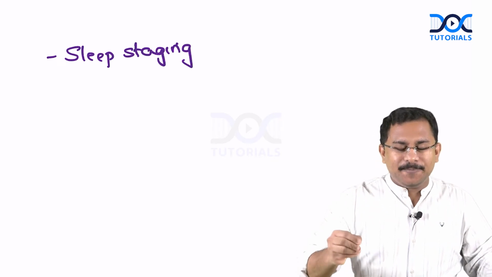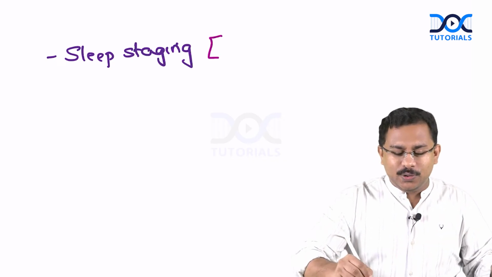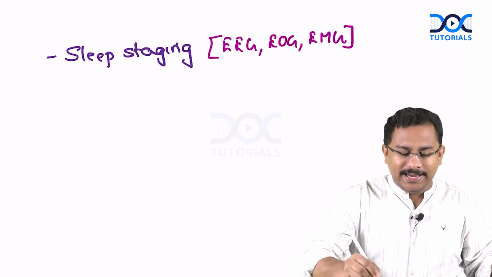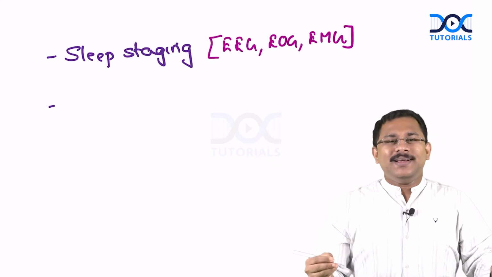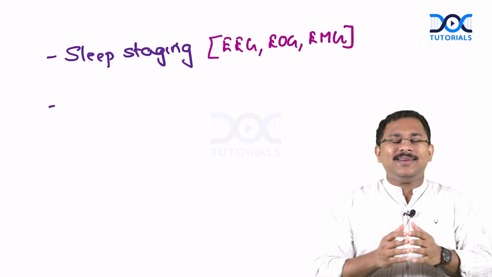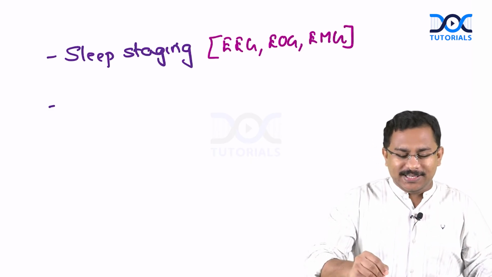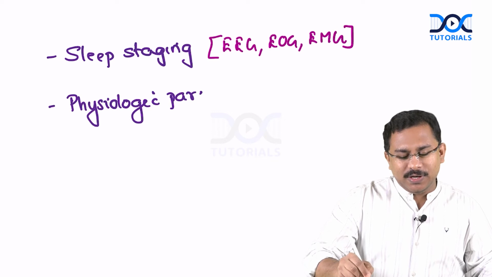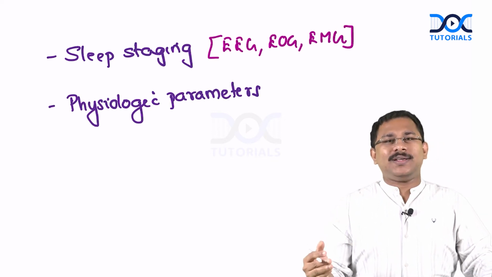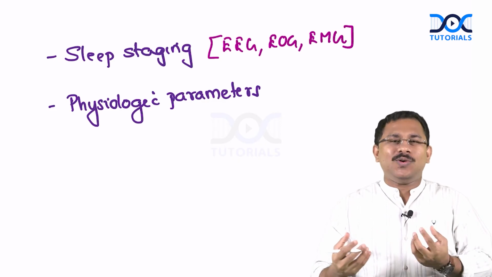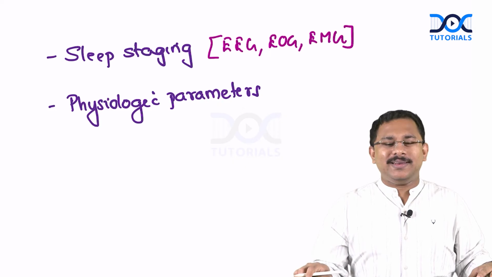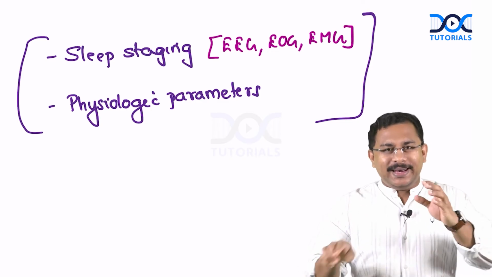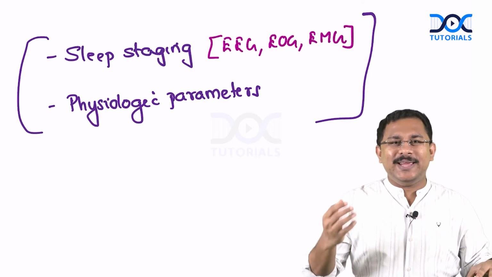So for sleep staging in a polysomnography, what helps is you have the EEG, the EOG and the EMG. EEG, EOG and EMG actually help in sleep staging. Then in addition to sleep staging, the various physiological parameters are also important. The various physiological parameters include breathing, circulation, movement. So these two are the basic purposes of a polysomnography, and it has clinical utility in various sleep disorders.